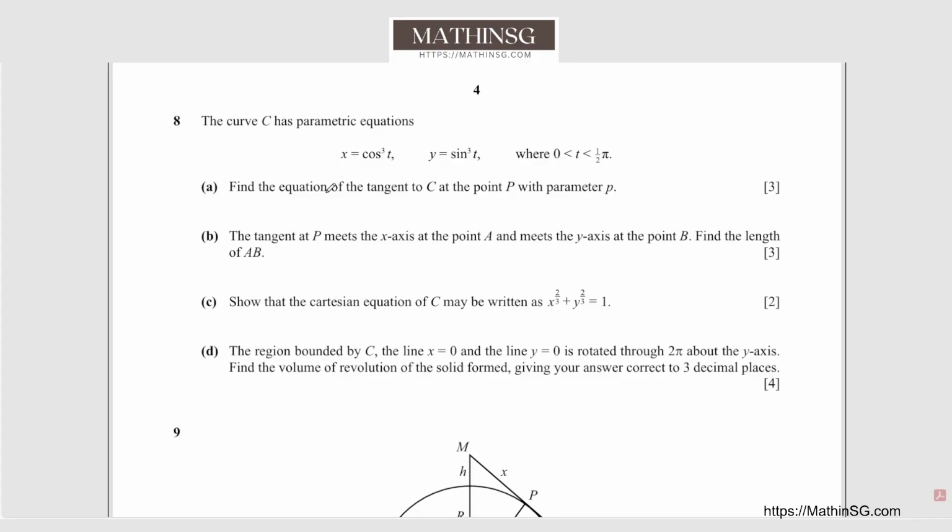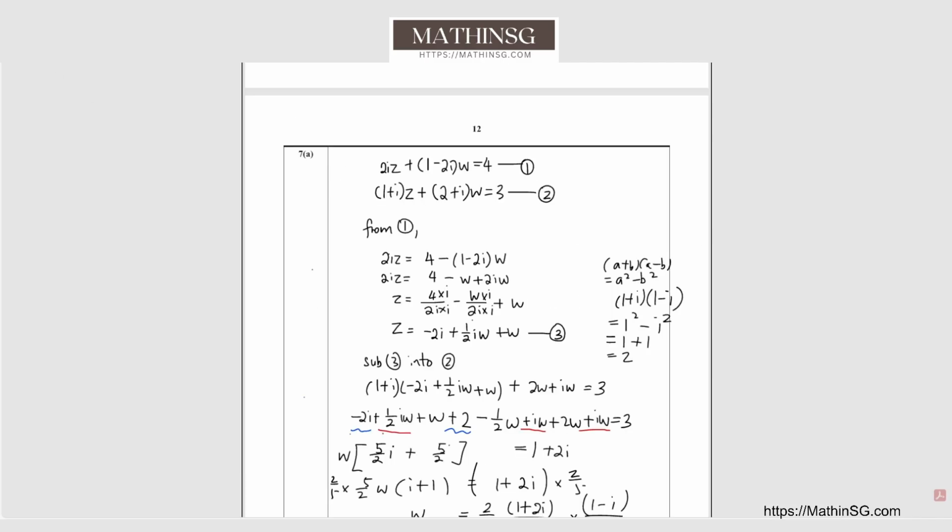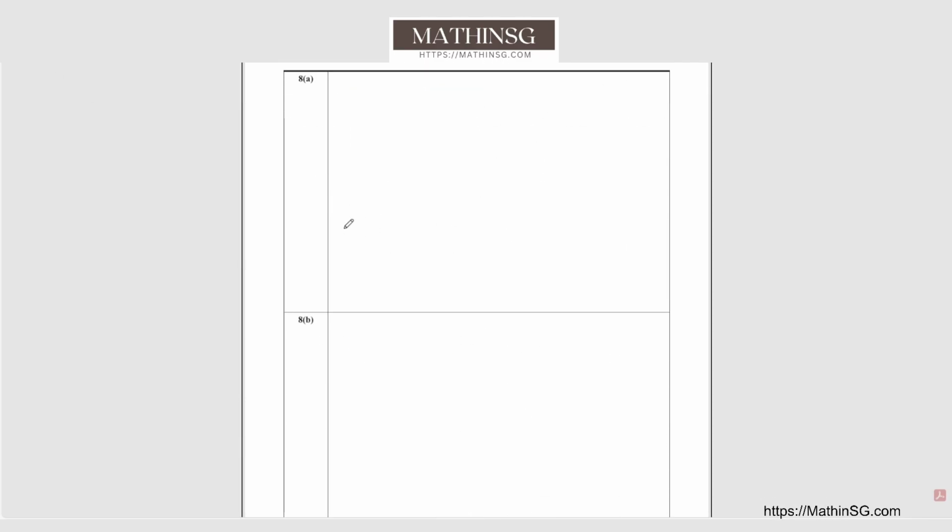Okay, now that we've done question 7, let's move on to question 8. So question 8 is a parametric equation type of question. The curve C has a parametric equation x equals cosine cubed t, y equals sine cubed t. You're asked to find the equation of the tangent to C at point P with parameter p. So basically this is a parametric equation type of question. Okay, so let's go to question 8.